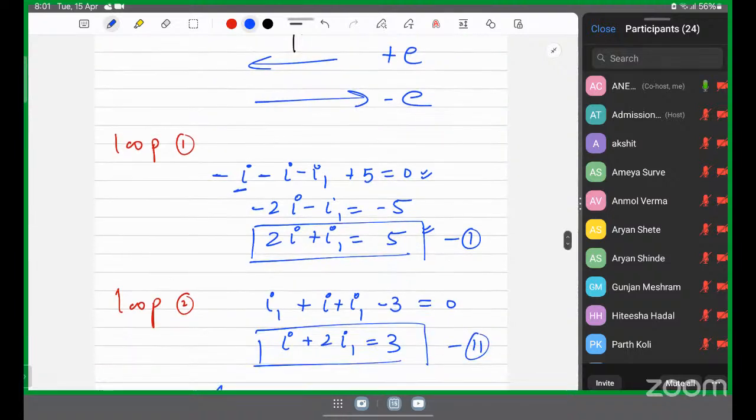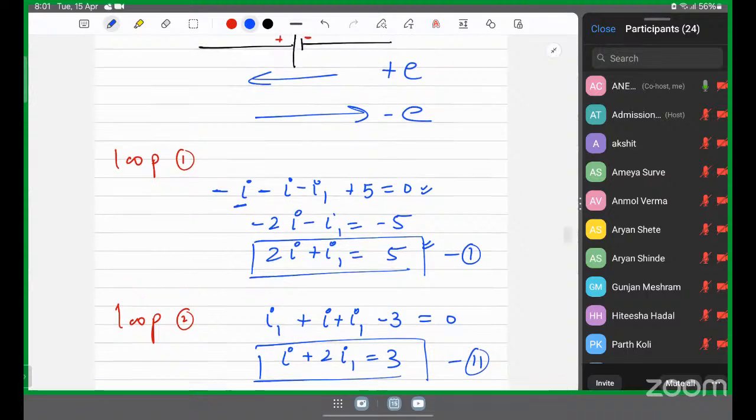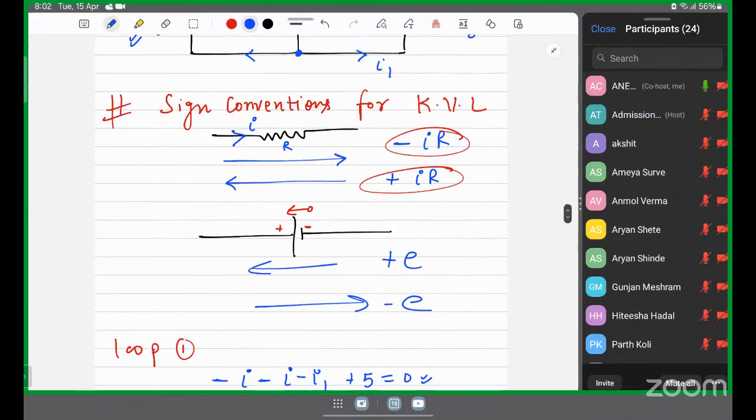Similarly, we will do it for loop number 2. Understood, or any doubt? How do we know the conventional direction? The conventional direction is free choice. You can take any direction, clockwise or anti-clockwise, it doesn't matter. The answer will be the same in both cases. But you have to be careful when applying the sign convention. If you are going in the same direction in the loop as the current, you have to take minus IR, you cannot take plus IR. Are you getting it?